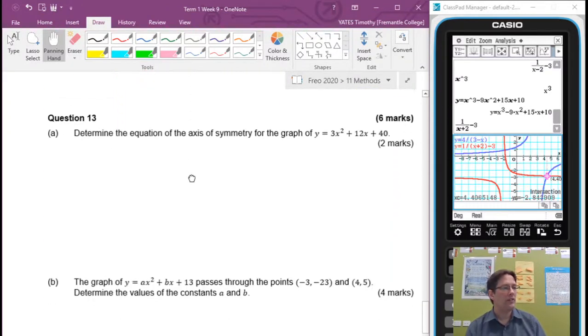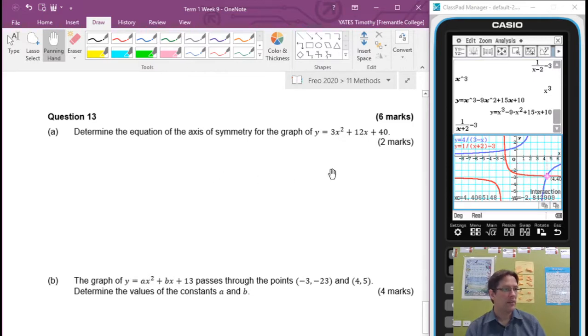Let's have a look at question 13. Have a look at it, give it a shot, and then we'll get going.